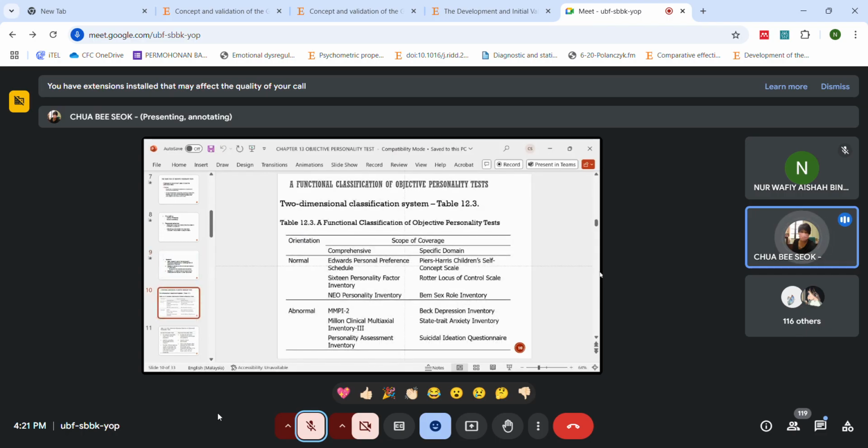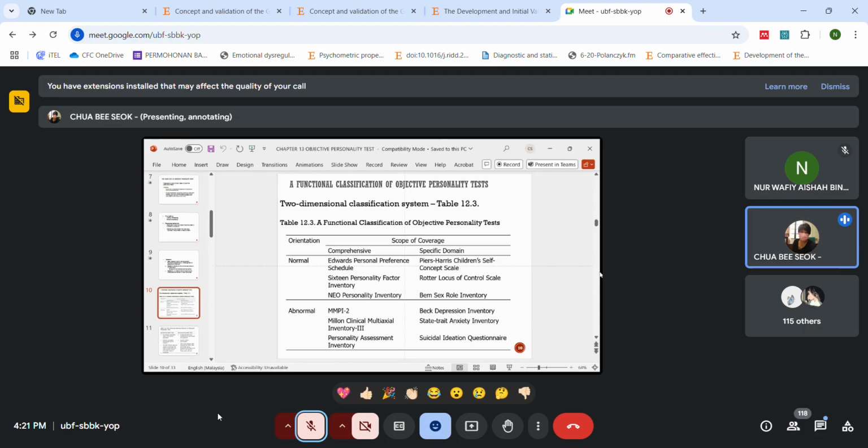So they have a two dimensional classification system for objective test. So objective test can be divided into two scopes, right?